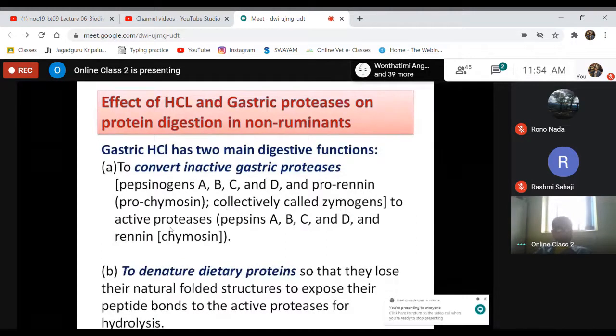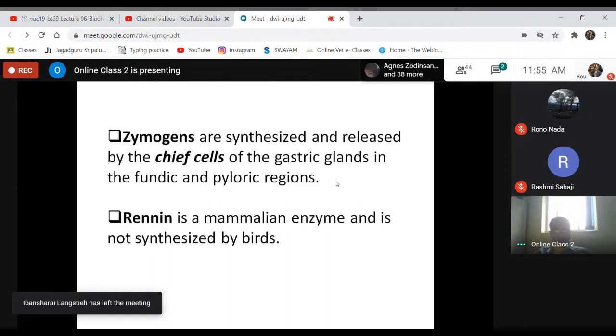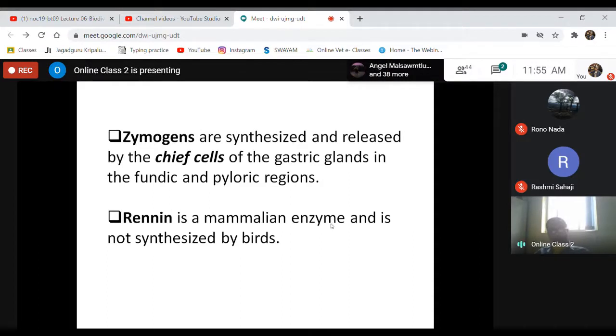So this is the mechanism. That means first the protein will be denatured, and after that it will be digested by these gastric proteases, or you can say active zymogens, into large peptides. These zymogens are secreted by the chief cells of the gastric gland in the fundic and pyloric region. And renin is a mammalian enzyme only. So in birds, renin will not be present, and renin is secreted only in young animals for digesting the milk protein.